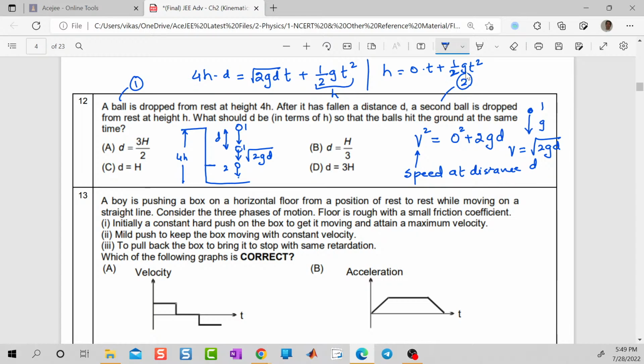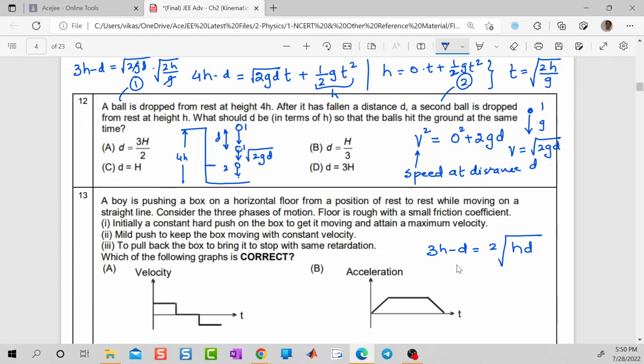In fact, let me just write, because we're trying to find d, so let me convert everything. So replace t entirely. From this equation, t is square root 2h by g. And here this becomes 3h minus d equals square root of 2gd into square root of 2h by g. So g cancels out, and what do we have there? So 3h minus d equals 2 square root of hd.